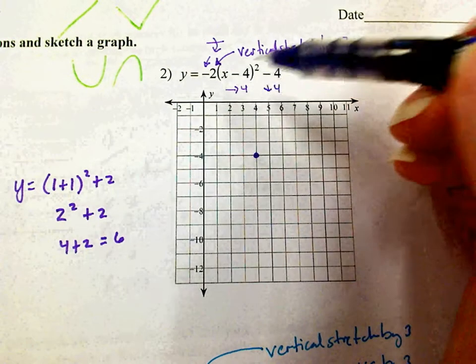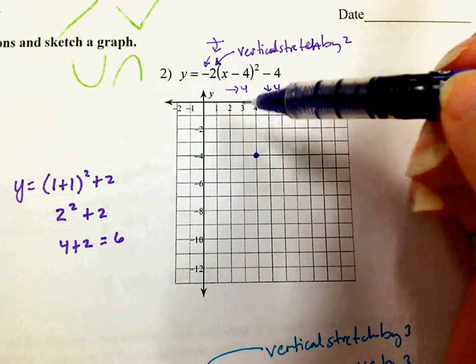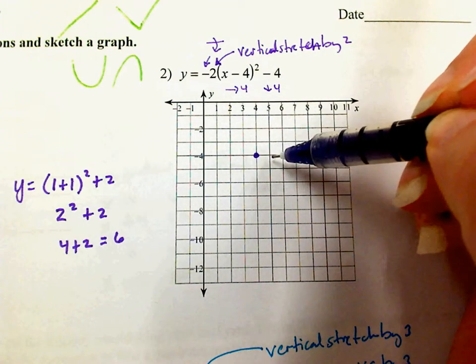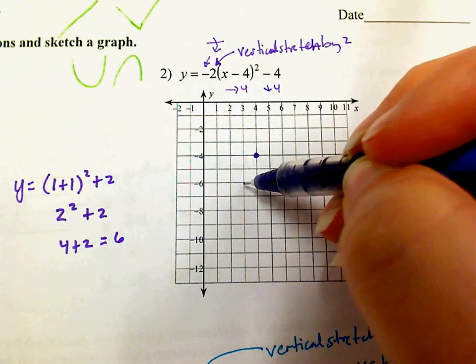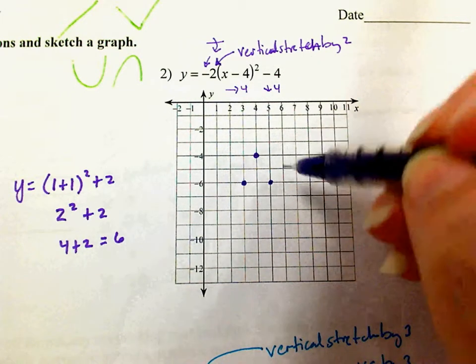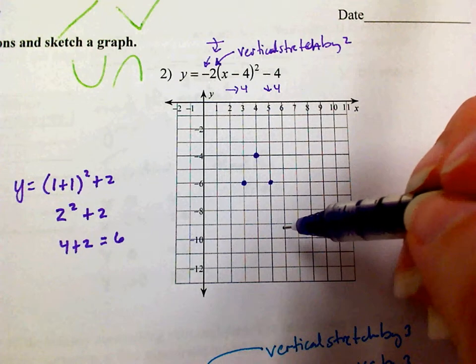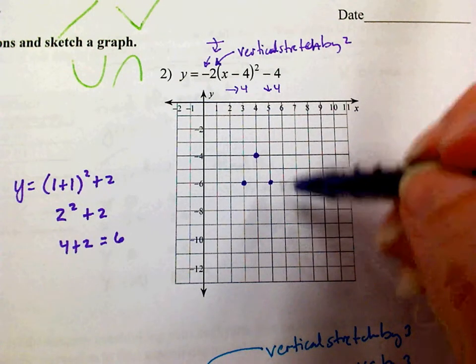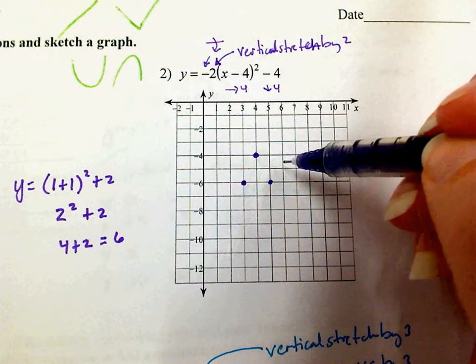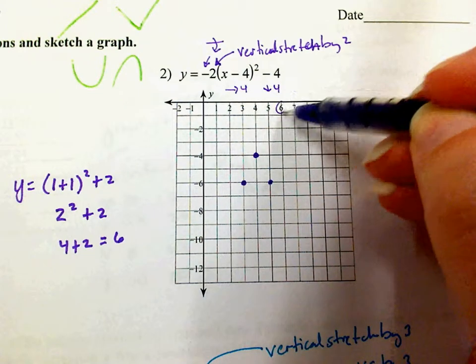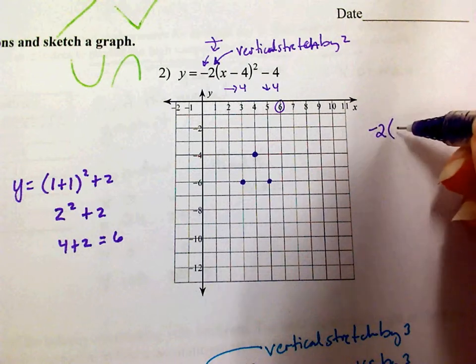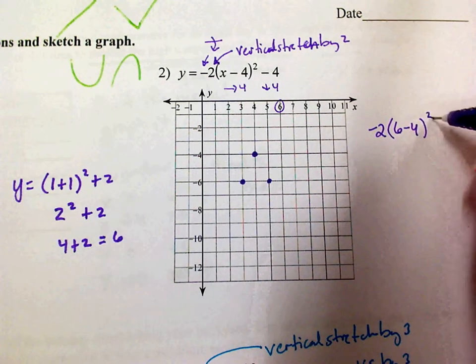All right, now guys, you were saying that the negative 2 means I go to the right 1 and go down 2, right? Do I do it on the other side as well? Okay. Now, how do I find one more set of points? Okay, so I go to the right 1 more, right? When x equals 6, negative 2 times 6 minus 4, quantity squared minus 4.